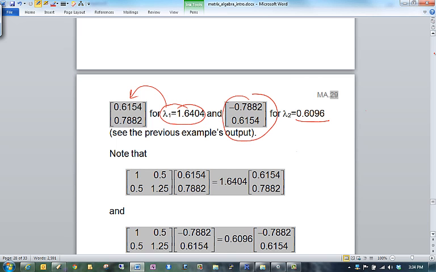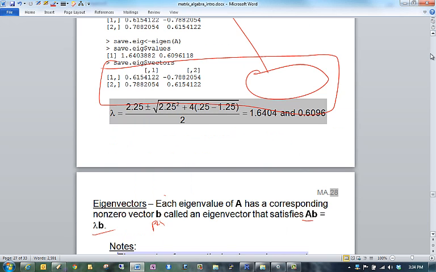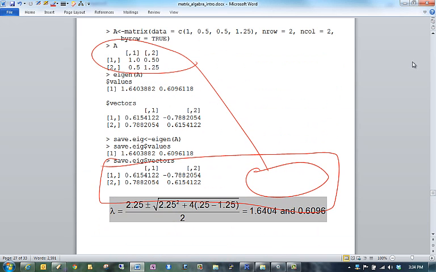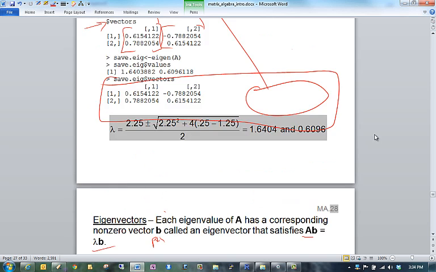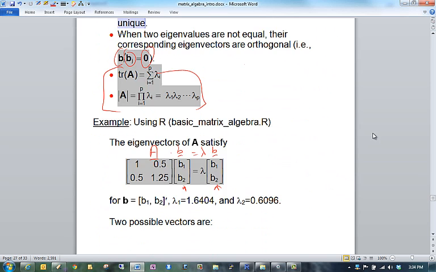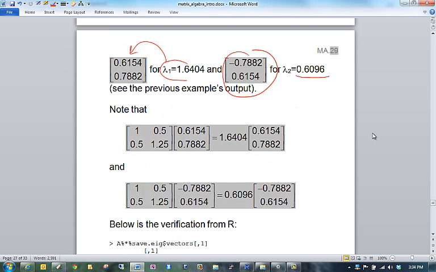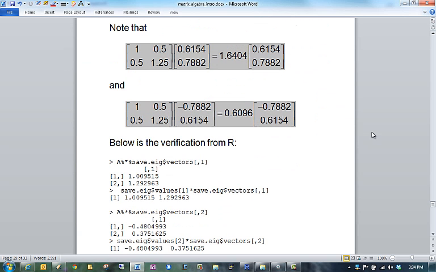How did I do that? One way is simply to use R. If I come back here to my output associated with eigen(A), I find my vectors here. The first column corresponds to the first eigenvalue, so it's the first eigenvector. The second column corresponds to the second eigenvalue.